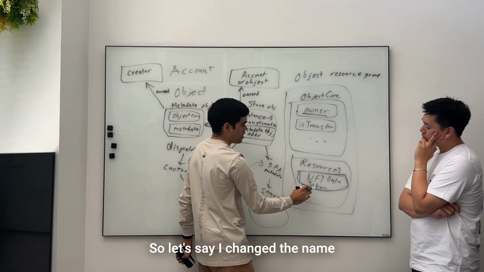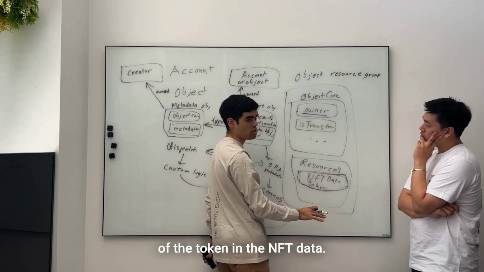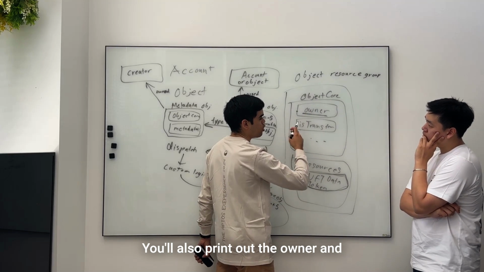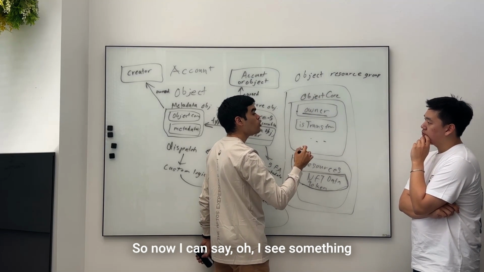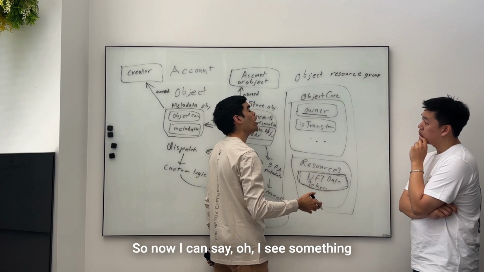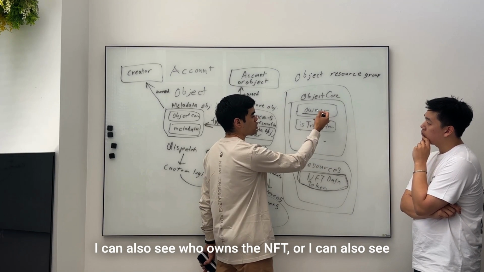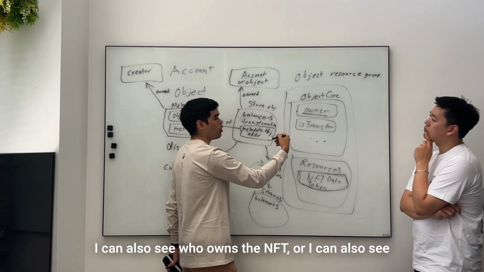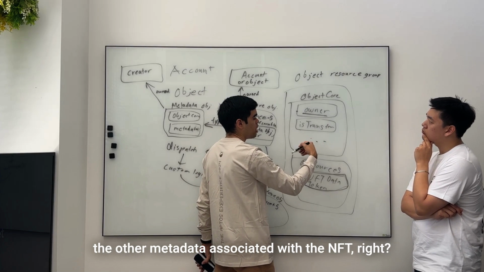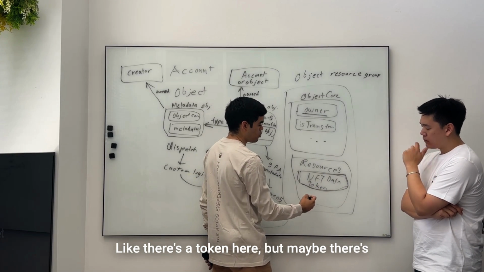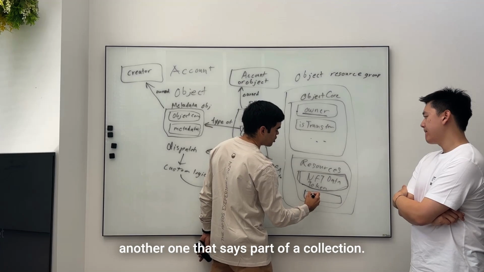So let's say I change the name of the token in the NFT data. I change the name of the token. It will also print out the owner and whether it is transferable and everything. So now I can say, oh, I see something where the name of the token was changed. I can also see who owns the NFT, or the other metadata associated with the NFT. Right? Like there's a token here, but maybe there's another one that says part of a collection.